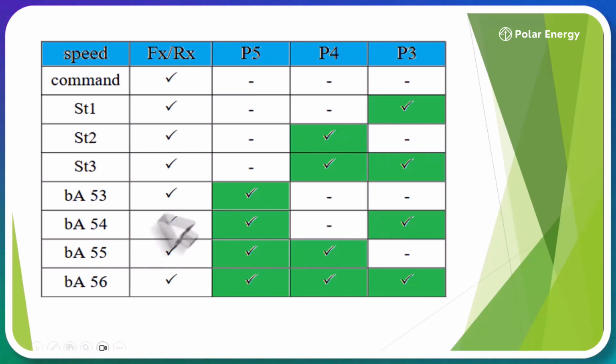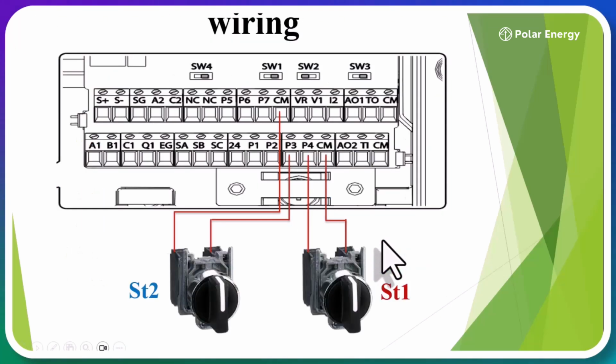So ST1 becomes the first speed, ST2 the second speed, ST3 the third speed, and so on, up to ST53, ST54, ST55, and ST56. If none of these digital inputs are active, it defaults to the command you specified. Whether your FRQ is set via network, keypad, analog current input, voltage input, or any other method, it will take feedback from that and use it as the reference if none of the digital inputs are active.